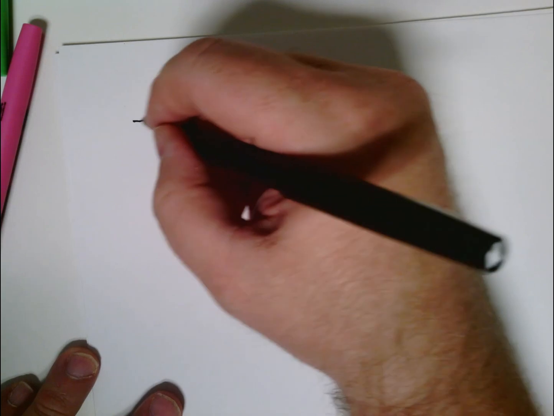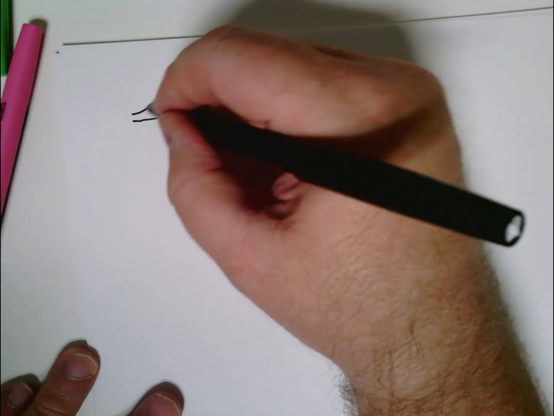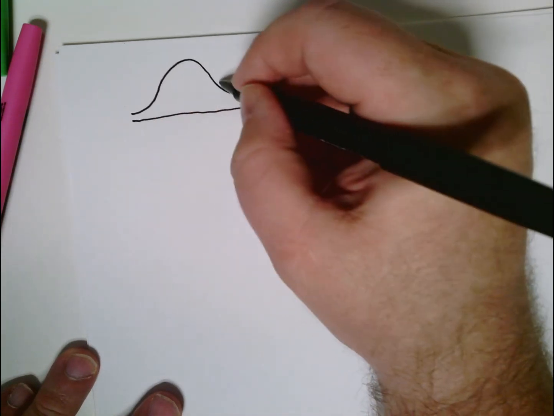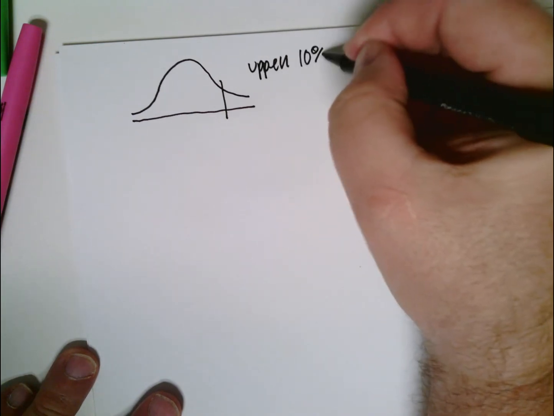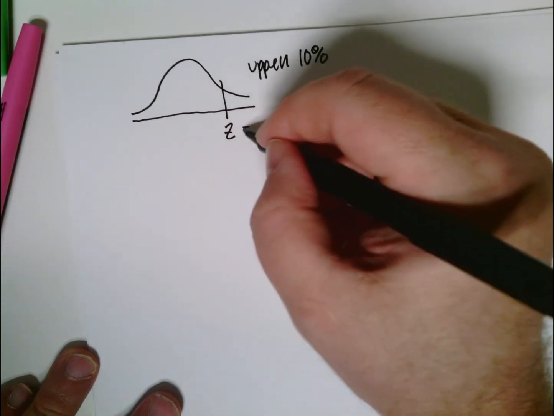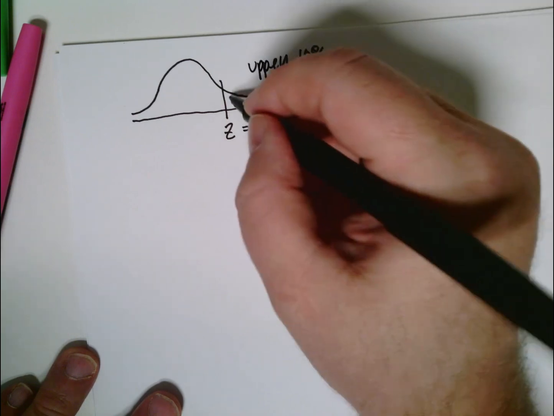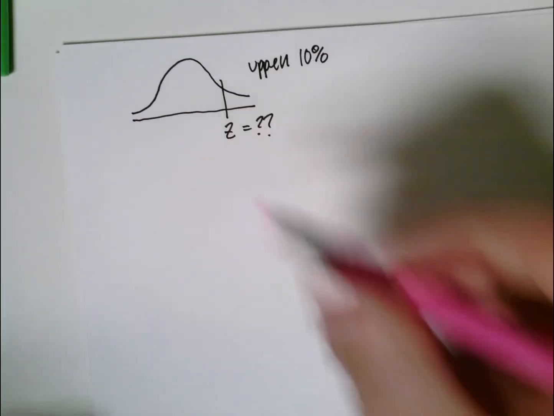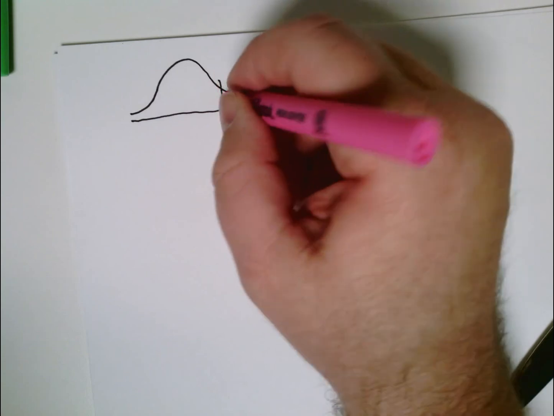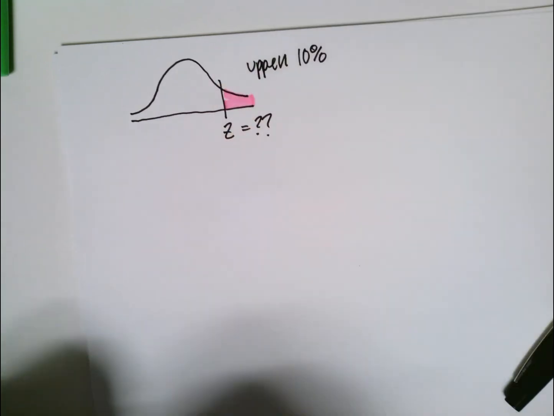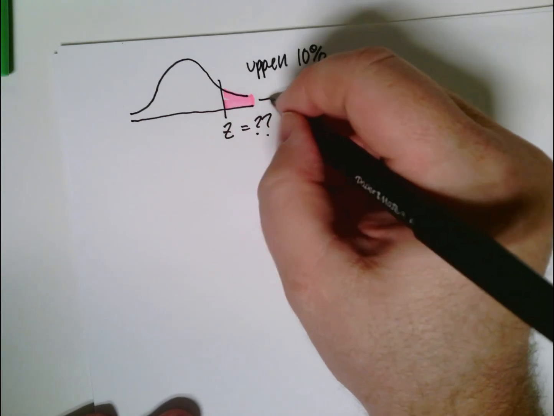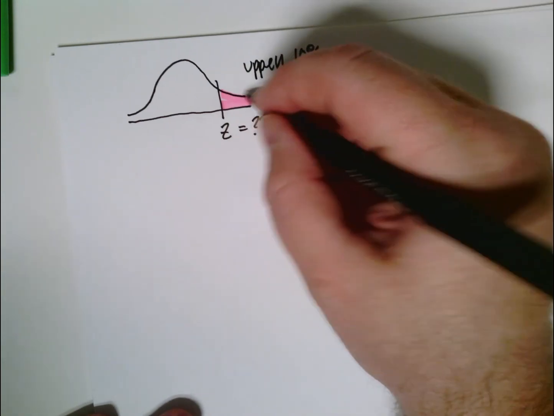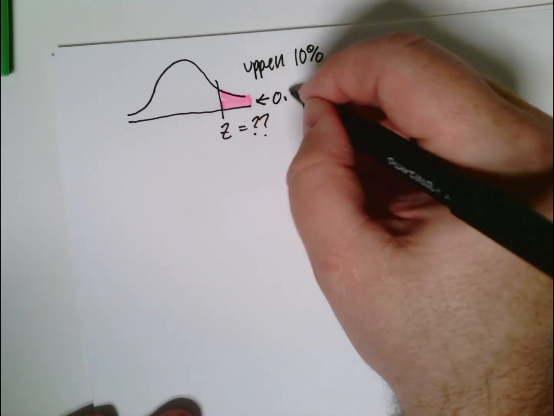Suppose we want to find the upper 10%. We want to find this cutoff so that the area is the upper 10%, something like this. Okay? So let's write this as a decimal. So this pink area is 0.10.